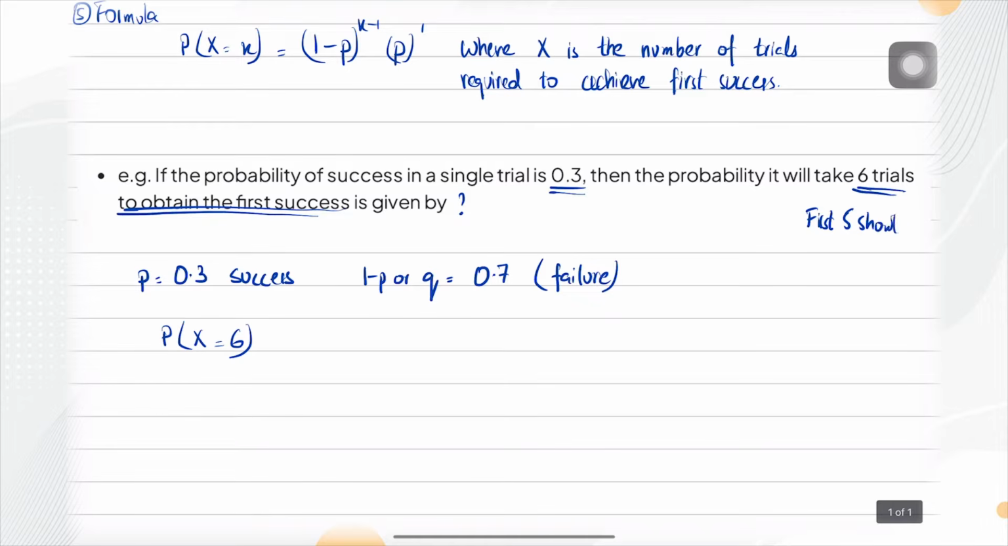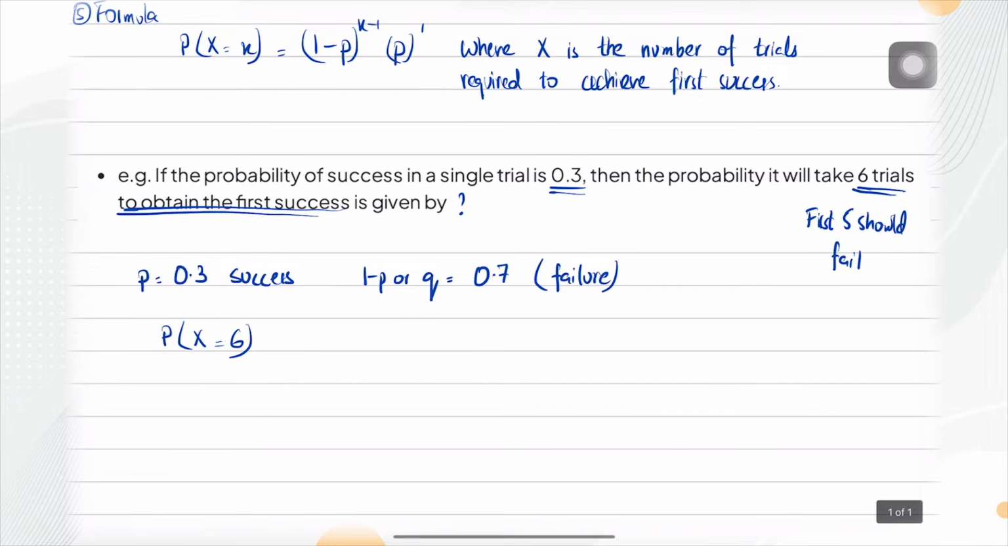The first 5 should fail so that we're able to succeed in the 6th one. Like, think about it this way. Let's say that you pass a test. You need to calculate the probability that you pass a test in the 6th attempt. So if you're able to pass a test in the 6th attempt, what does that mean? That means you must have failed the first 5 times.